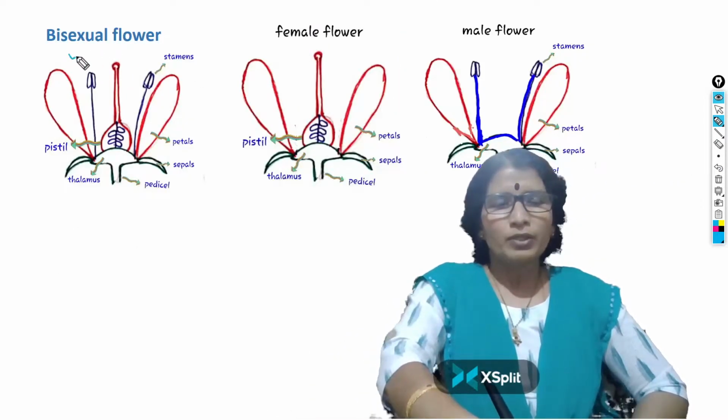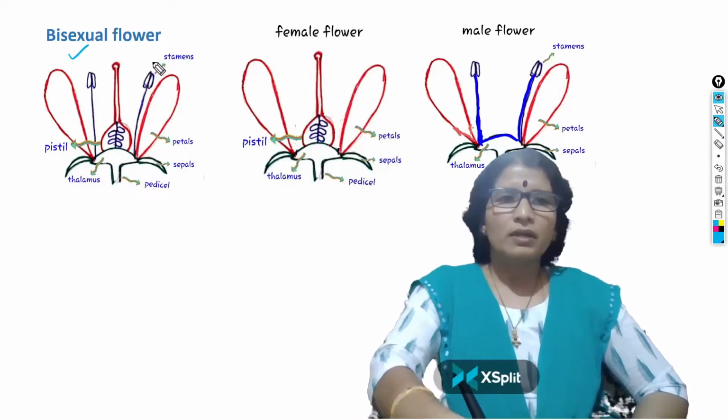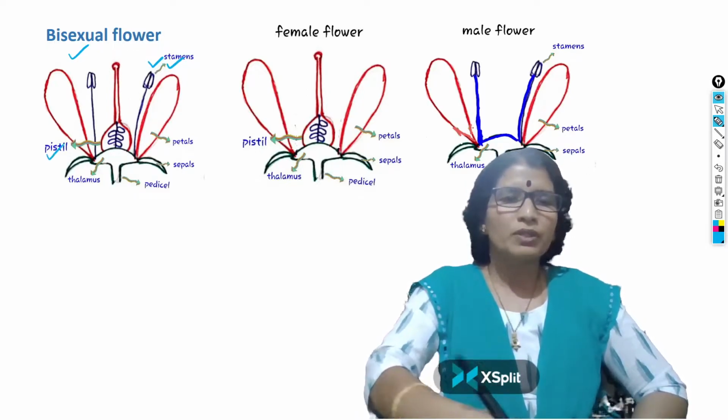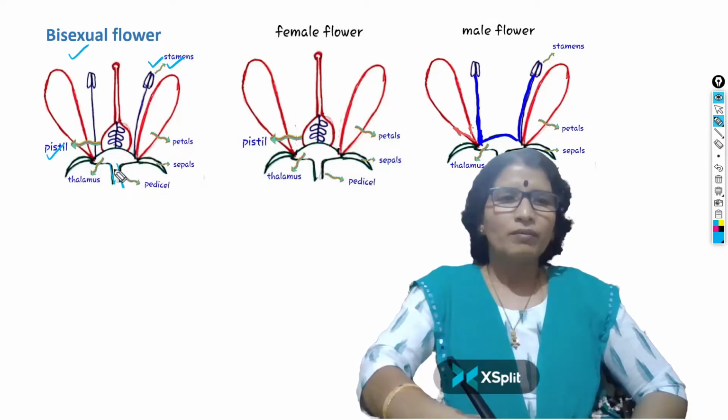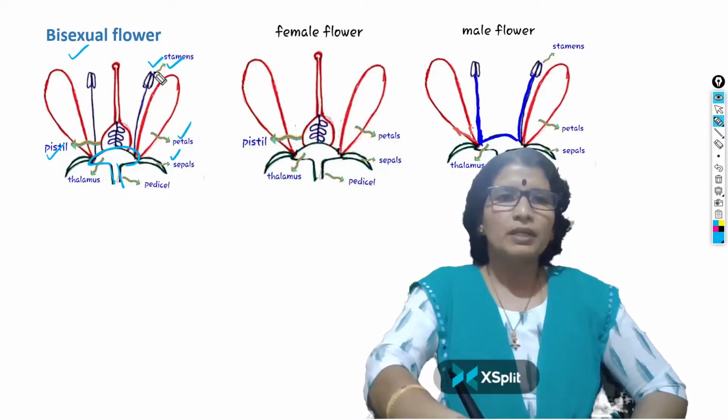Usually flowers are bisexual. Bisexual means the flower contains both sex organs. Male sex organ, that means stamen, and female sex organ, that means pistil. This is the stalk of the flower. Above the stalk, the thalamus is present. On the thalamus, floral structures are present. Those are sepals, petals, and stamen and pistil.